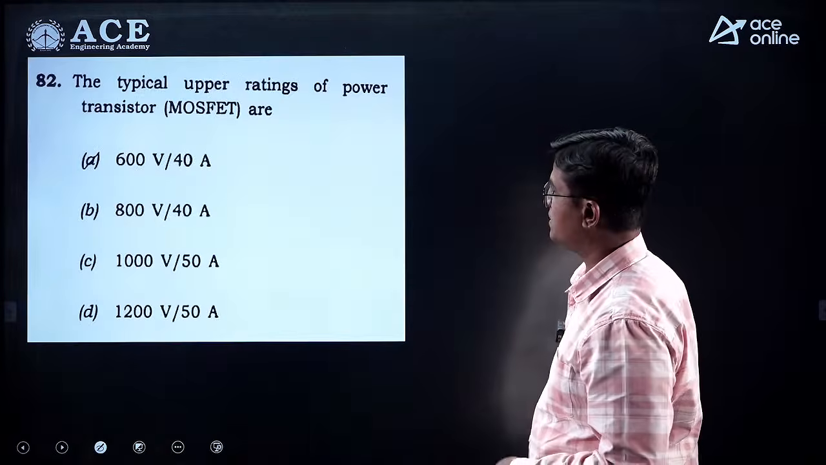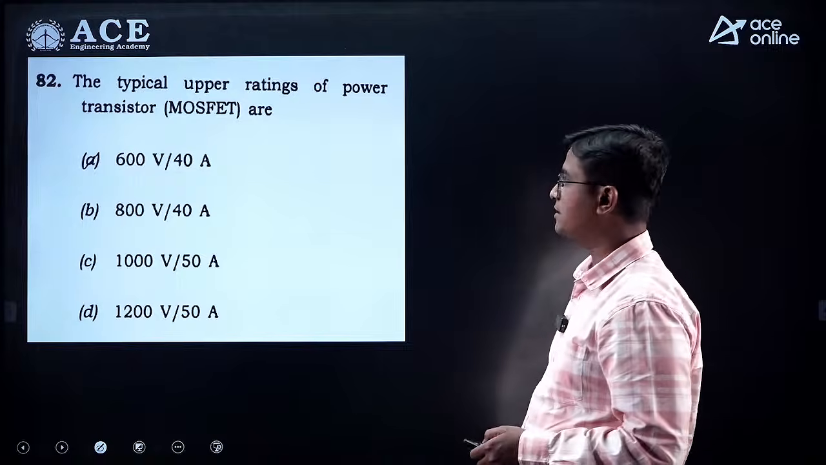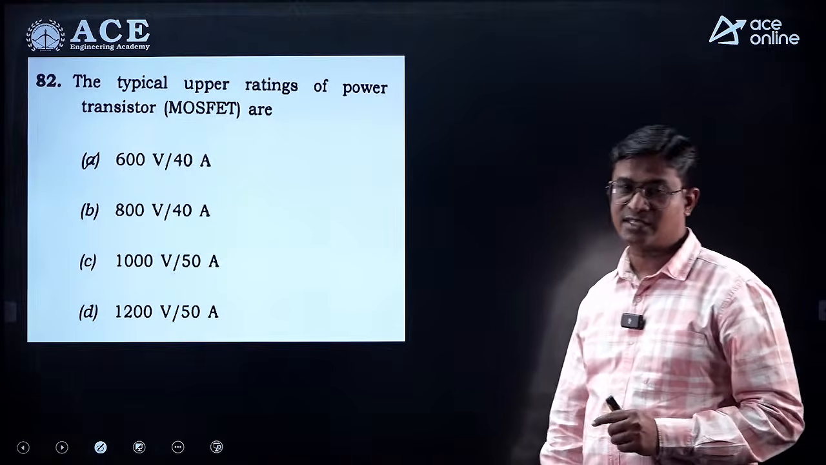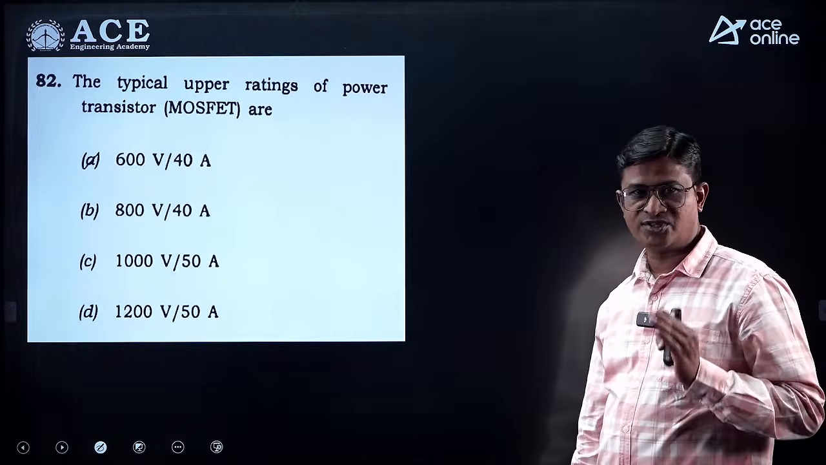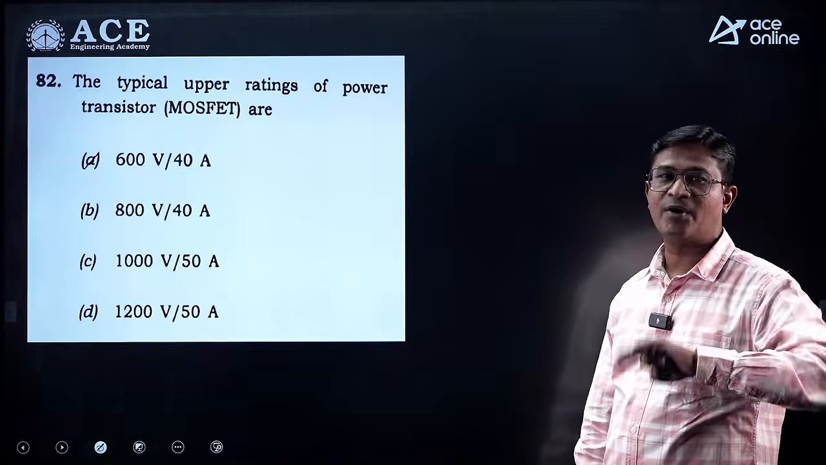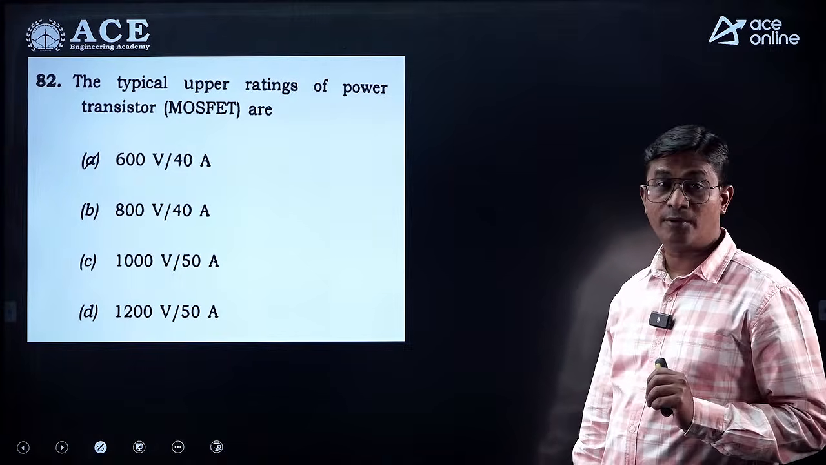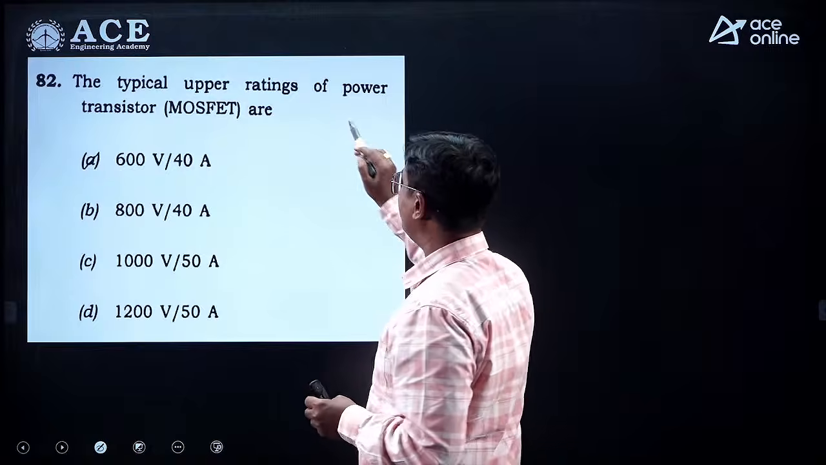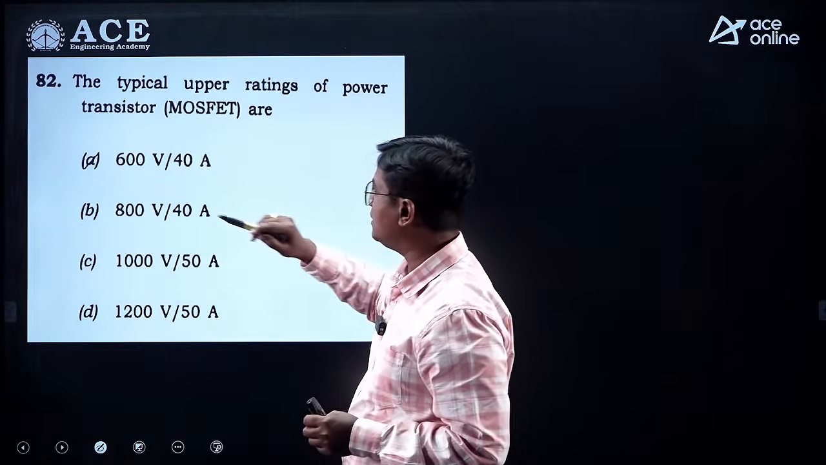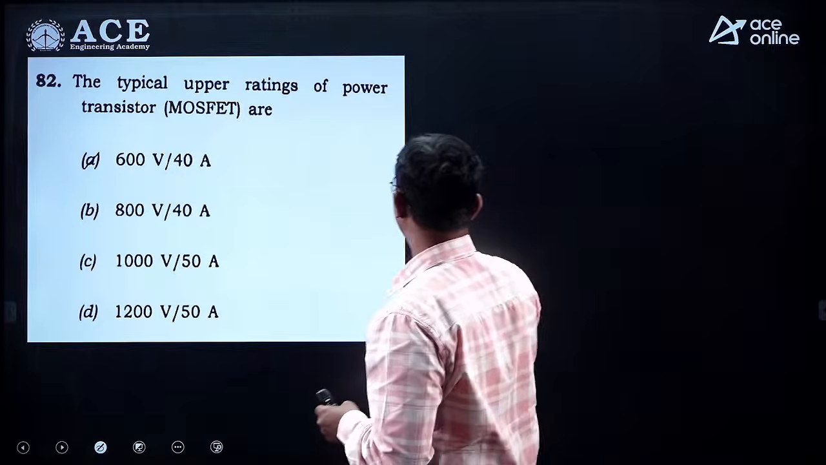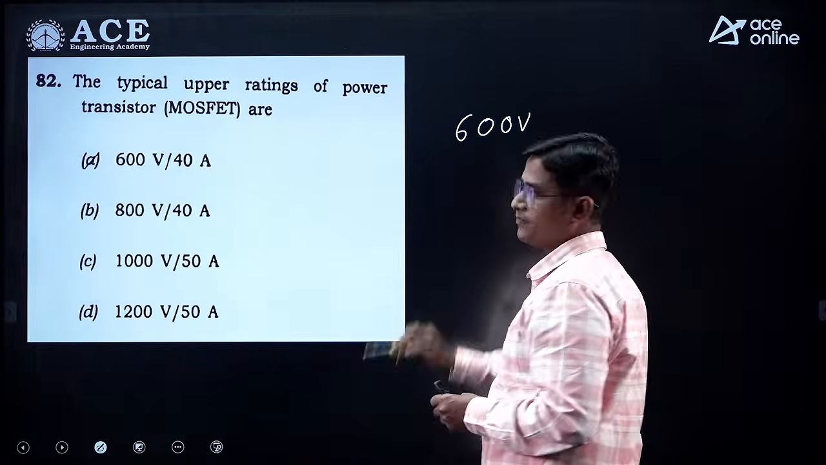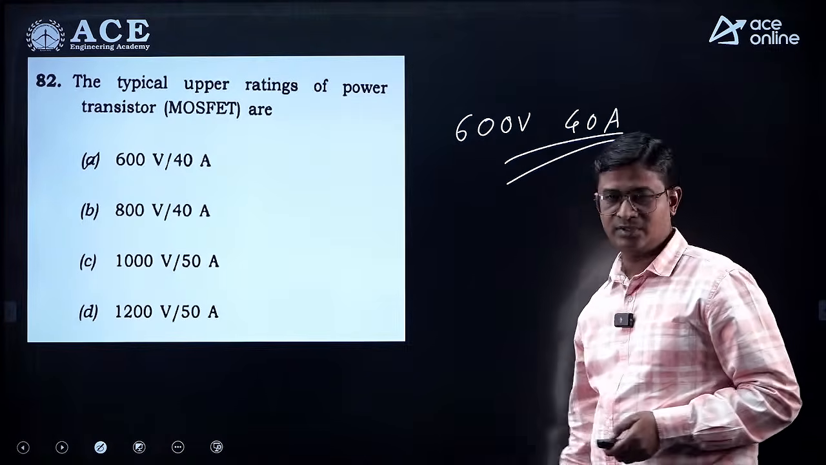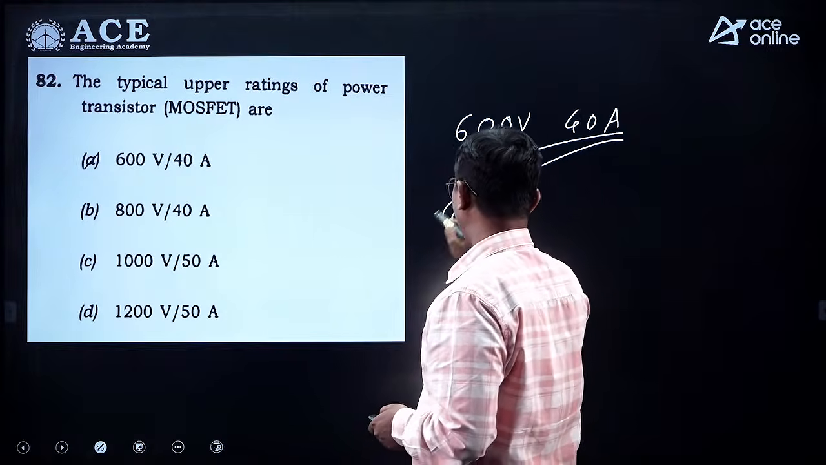All right. Next question. They are asking for the typical upper rating, the maximum rating, for a power transistor, specifically the MOSFET. We know MOSFETs are not preferred for high power applications. It has a low off-state voltage blocking capacity. So in the practical case, MOSFETs have a maximum possible voltage rating in the range of up to 600 volt, and a current rating of approximately 40 ampere. So the suitable option here is option A. This is an informative question.